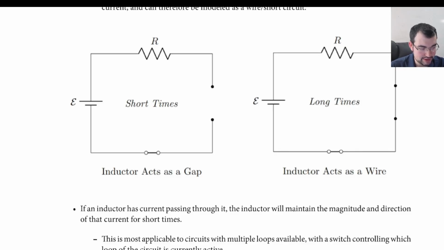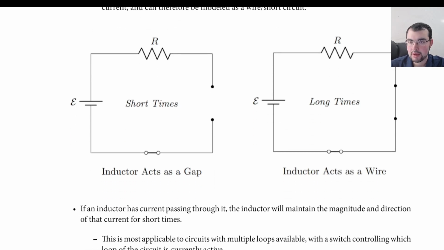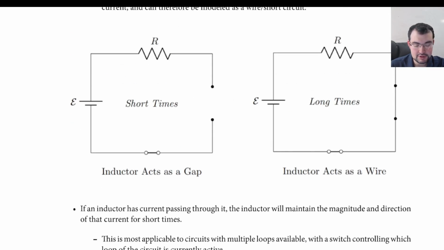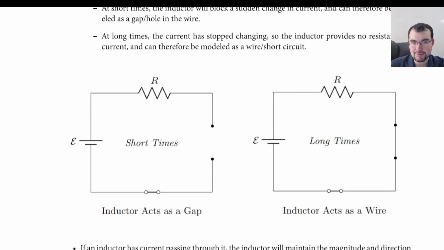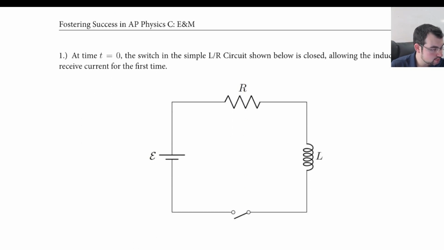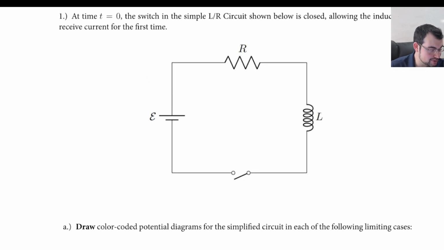Similarly, in that long time case, since it acts like a wire, you can get some short circuits when you have your long time analysis for an inductor. So just be mindful of the difference. These are different circuit components. The capacitor and inductor have opposite behaviors, so be careful about that when doing these problems. We're going to do the base case, then we'll do a slightly special one for when we get more complicated. So this is the most basic LR circuit you can make.